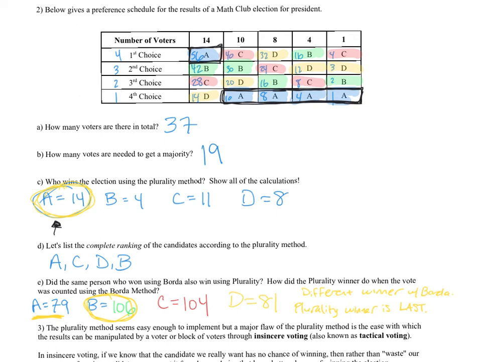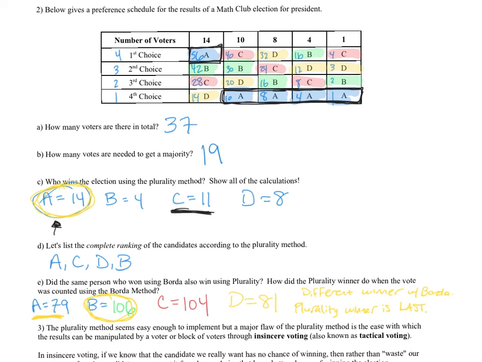So any block of voters could decide that they are going to vote tactically. And instead of putting their favorite candidate in first place, they could put somebody in first place who has a better chance of winning to keep A from being the winner. So let's see. C is the second place winner. So C is the candidate most likely to be able to beat A. So 11 people already have C in first place.